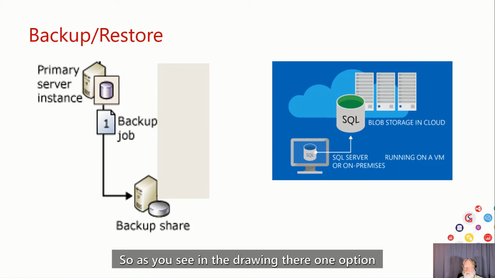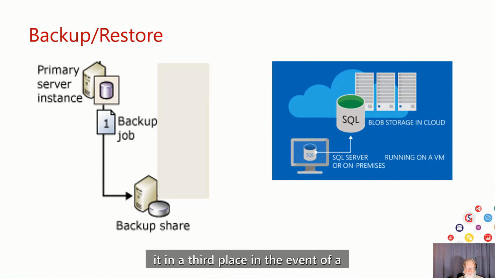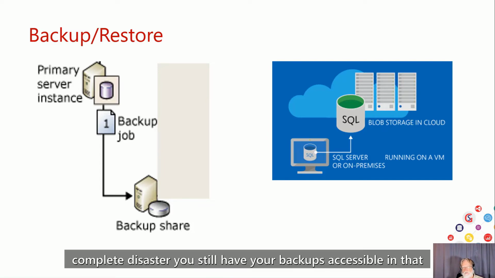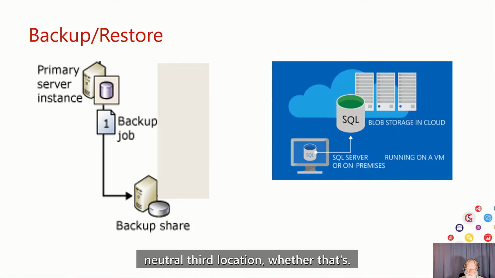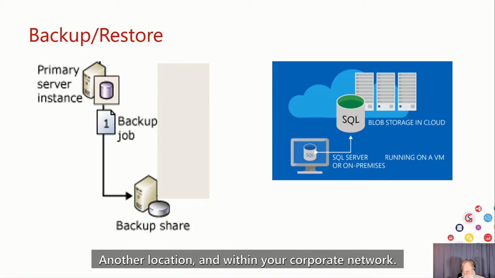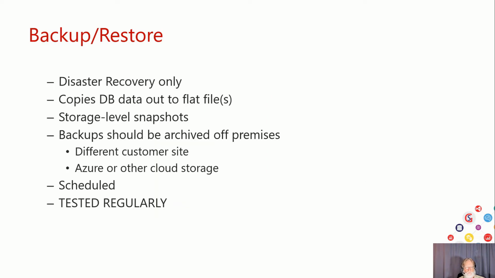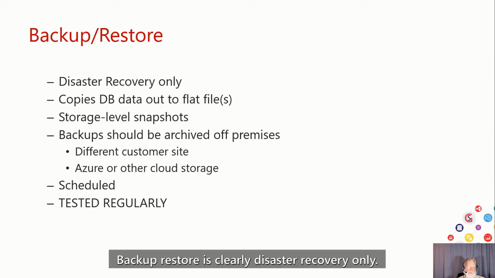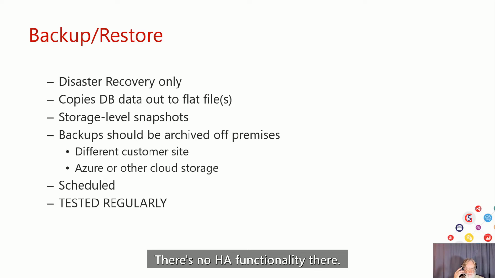So as you see in the drawing there, one option would be to take your backups from your SQL Server running in a VM or on-premise and route the backups to blob storage in the cloud. So you have it in a third place. In the event of a complete disaster, you still have your backups accessible in that neutral third location, whether that's our cloud, somebody else's cloud, or just another location within your corporate network. Backup and restore is clearly disaster recovery only. There's no HA functionality there. It copies the database data out to flat files.